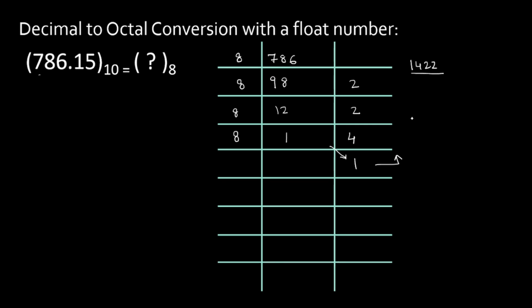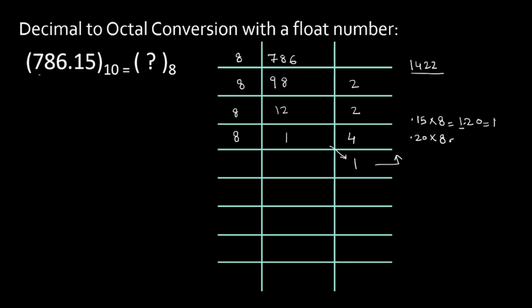Now come to its decimal part. The decimal part is 0.15. So we will multiply this 0.15 by 8 and we will take its integer part as the octal equivalent of the given number. So this will be 5 8s are 40, carry 4, and 8 1s are 8, 8 plus 4 is 12, which is equal to 1.20. So we will take its integer part, so 1 will be written over here.